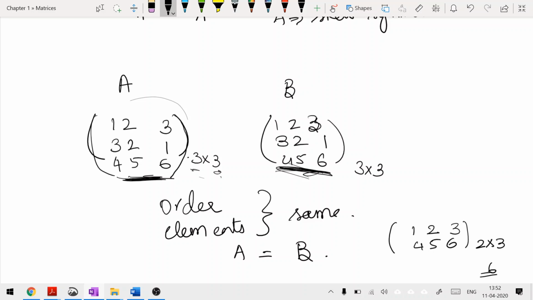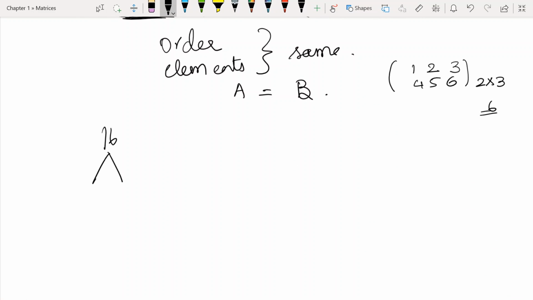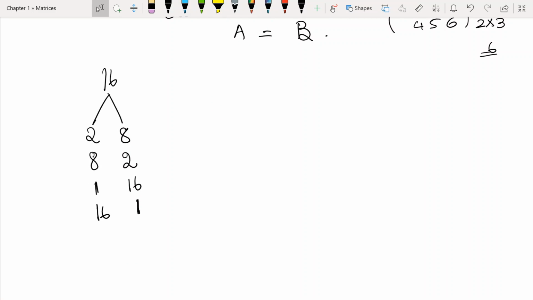So in this case, if you have 16 elements, then what are the possibilities? The number of rows could be 2 and columns could be 8, or the number of rows could be 8 and columns could be 2, or there could be 1 row and 16 columns, or there could be 16 rows with each row having just 1. Correct? These are the 4 possibilities. So we have to check for this in the options.